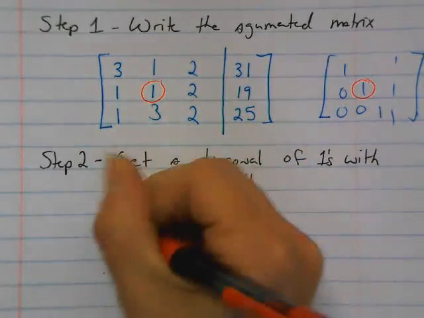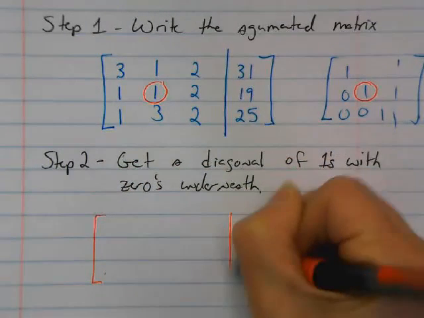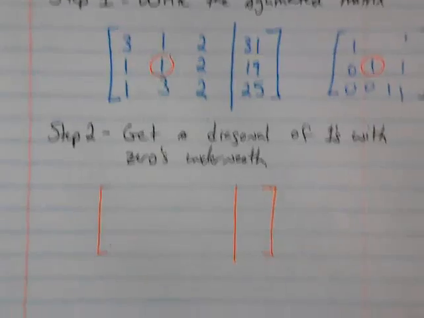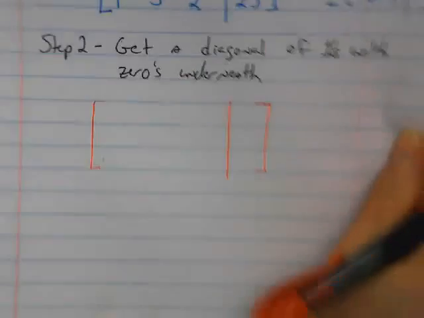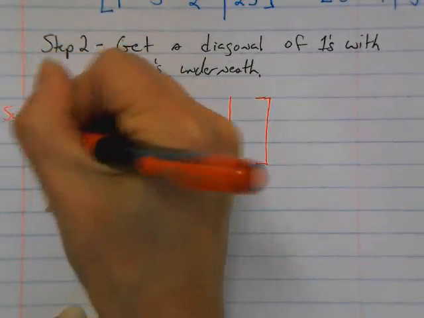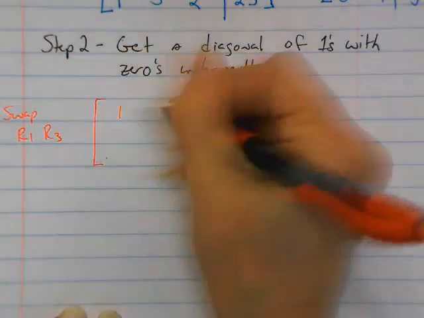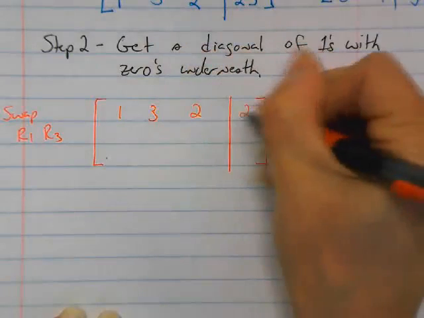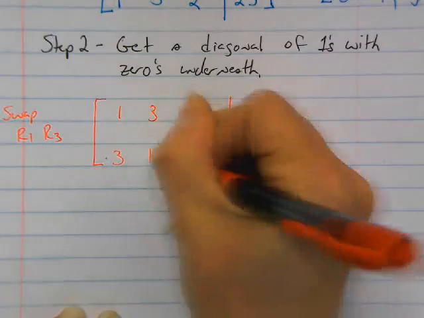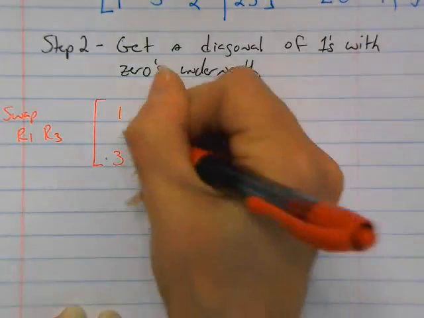Now what I like to do is I like to write off to the side what I've done. Again, it helps me grade your papers. It helps you keep up with what you've done. Alright, so I'm going to swap row 1 and row 3. So I'm going to move row 3 up and row 1 down. And now I keep the middle row.